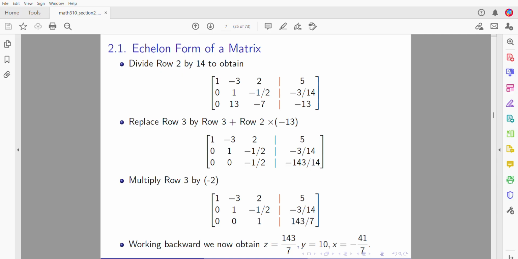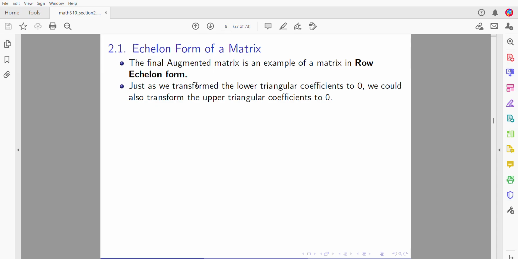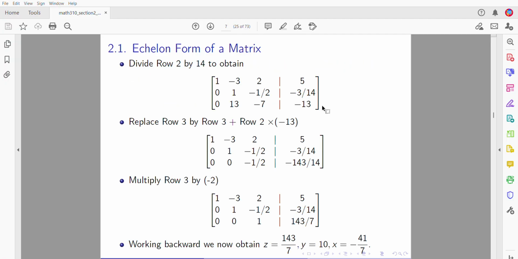The matrix you have right here, with 1, 1, 1 and lower triangular entries 0, is called row echelon form. Okay? Just as we transformed the lower triangular coefficients to 0, we could also transform the upper triangular coefficients to 0. Why not? Just as we got zeros here by all these row operations, why not get 0 and 0 over here? We can try that.